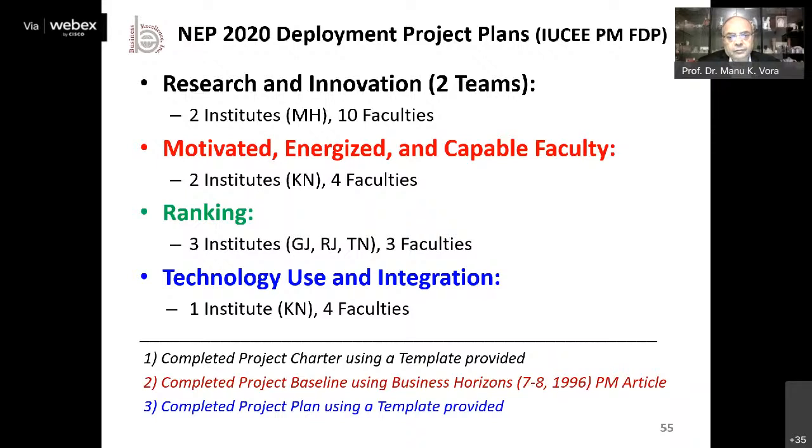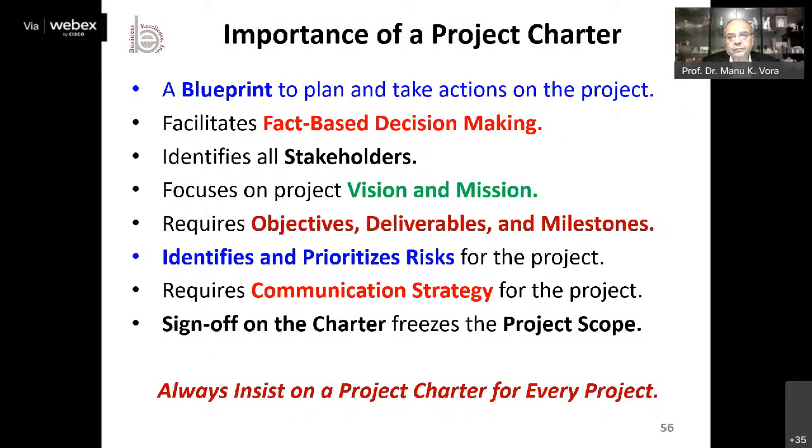Now, it's very important that when you do a project, you have a project charter completed. In the project management FDP, we gave many useful templates, a structure into which they can include the real work they are doing in the team. They completed the project baseline using an excellent article published in Business Horizons, and completed a project plan using a template given to them. Now, the importance of the project charter. Whether you are doing a research project or NEP 2020 implementation, you need to have a project charter created, which is a blueprint to plan and take action on the project.